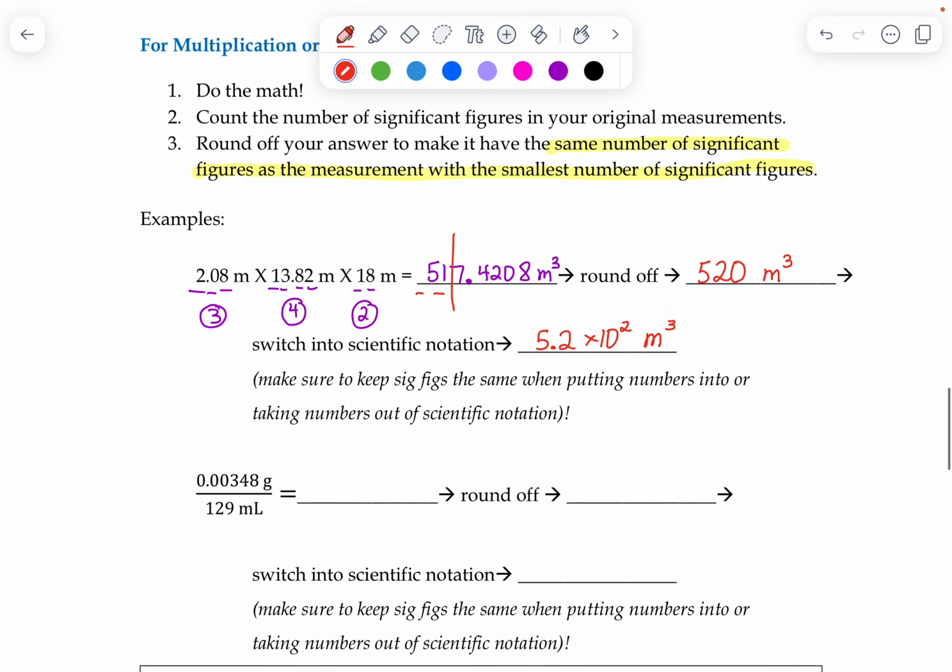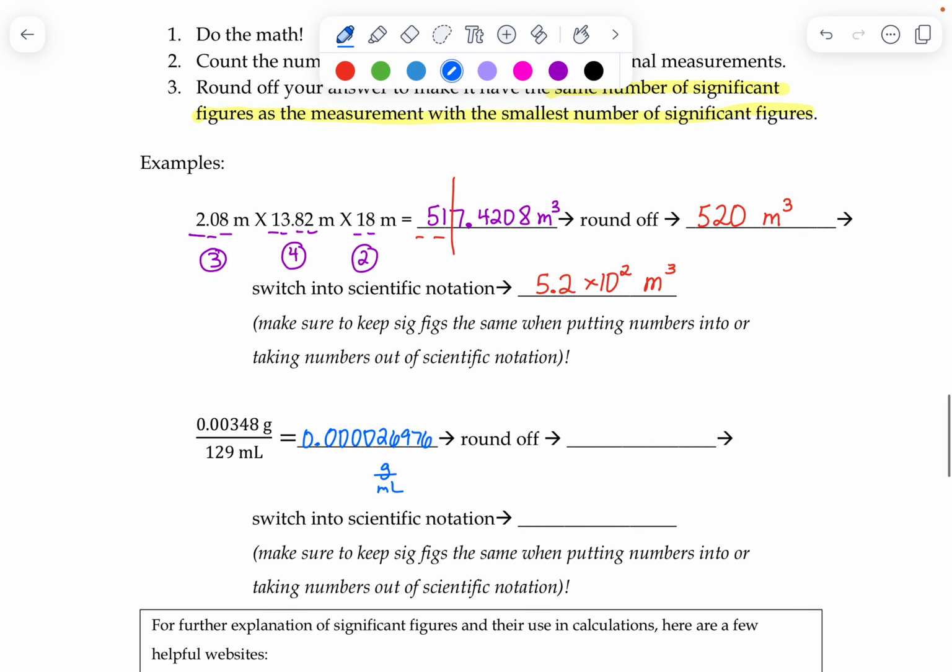What if we're trying to get the density of an object? This object's really light. It's got a mass of 0.00348 grams, but it occupies 129 milliliters worth of space. So first thing you would do, throw that guy in your calculator and see what your calculator spits out. And it would give you 0.0002696, and then a few more numbers, grams per milliliter. But now we have to round.